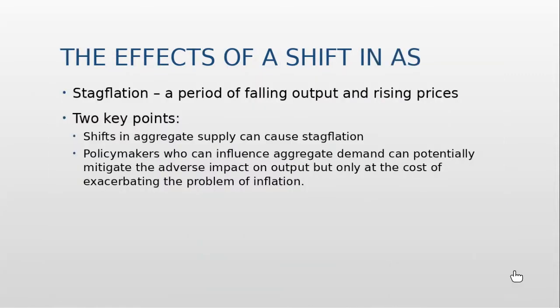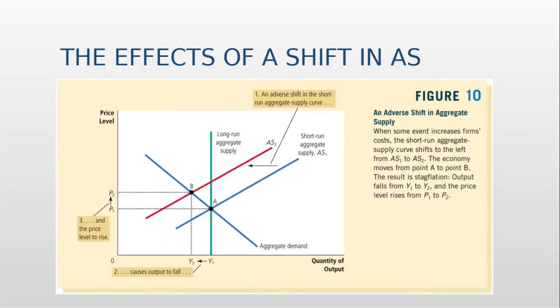We also have to consider the effects of a shift in aggregate supply. In the worst case scenario, a shift in aggregate supply can lead to what we call stagflation, a period of falling output and rising prices. Now, two key points to keep in mind: shifts in aggregate supply can cause stagflation, and policymakers who can influence aggregate demand can potentially mitigate the adverse impact on output, but only at the cost of exacerbating the problem of inflation. So let's look at what we mean by this.